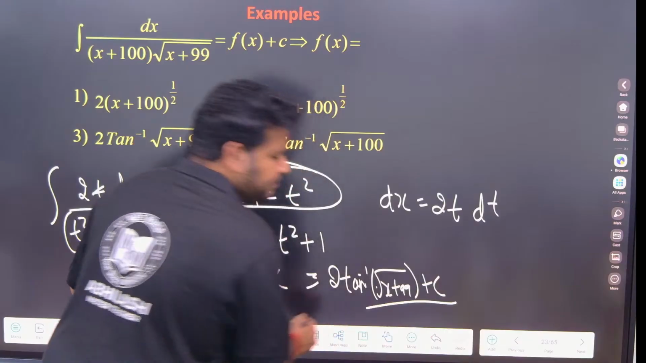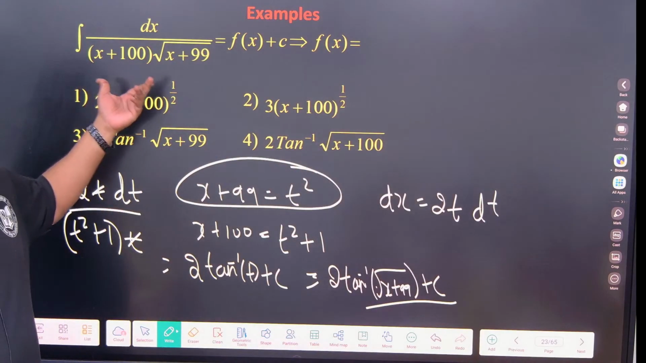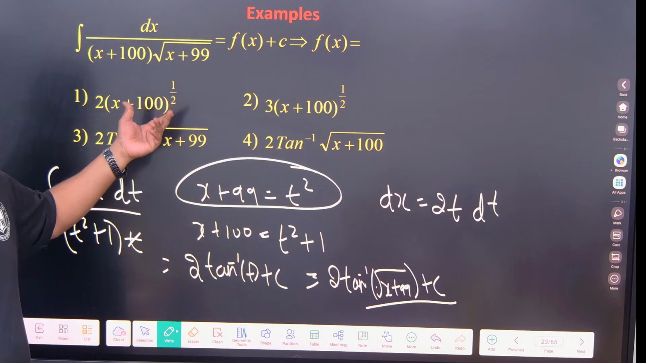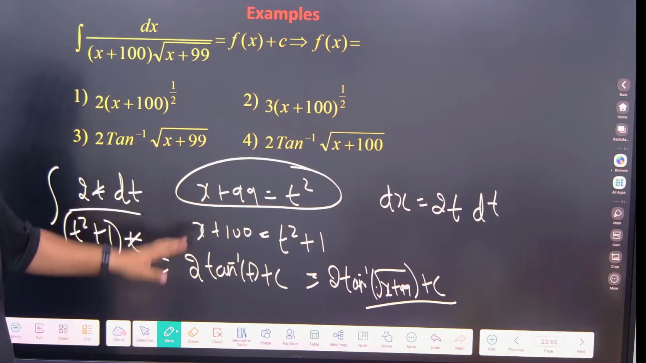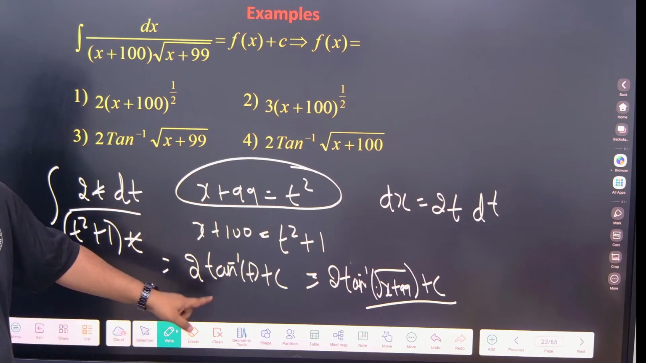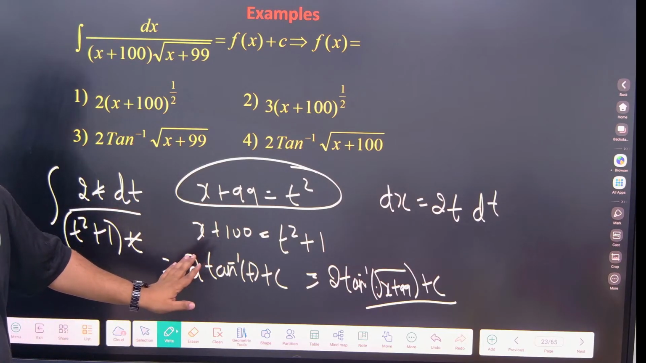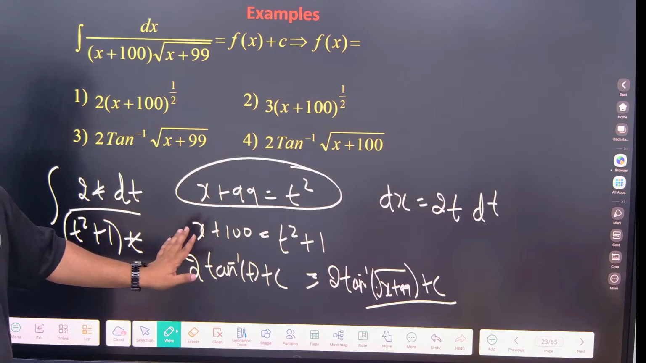That's all. Simple, no? Otherwise it will take a lot of time if you do the normal method. If you do the normal method, completing the square and all, it will take a lot of time. So this is not a 7 mark question in your exam. It is a 1 mark question, so you have to do it in a very short way. Understood, everyone? This one clear? Got it? Okay.